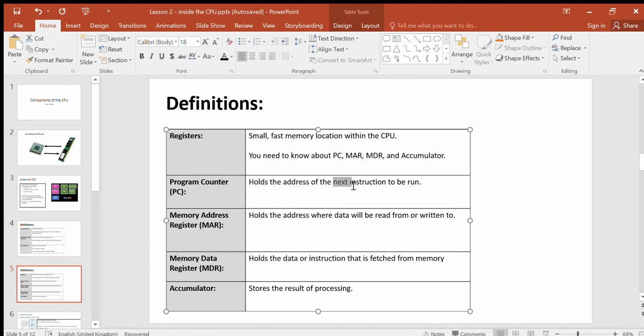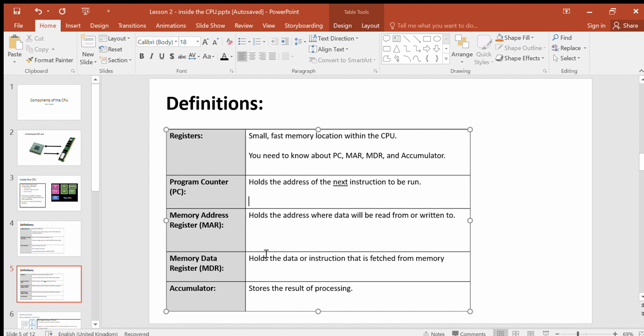So the program counter holds the address of the next instruction to be run. Now, that word next should probably be underlined, as it's super important in terms of your definition. We have then got the MAR, and that holds the address where data will be read from or written to RAM. Once the address in RAM has been located using the MAR, the memory data register holds the data or instruction that is fetched from that address. Then if any processing happens, like a calculation, the accumulator will store the results of that processing.